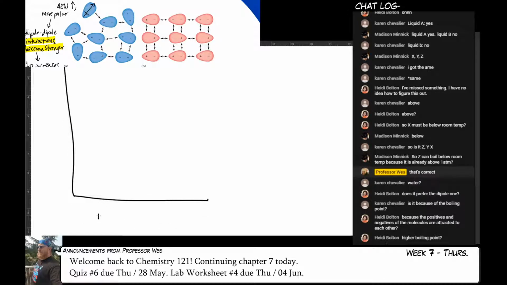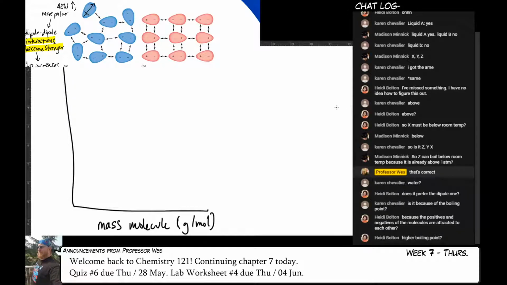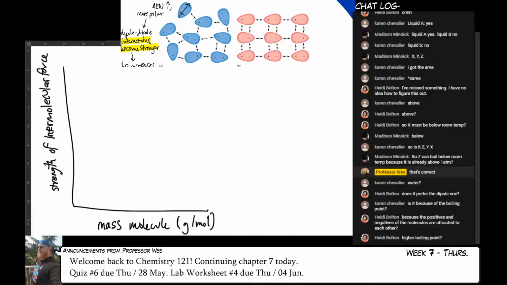On the bottom, we're going to plot the mass of the molecule, and I'm going to plot that in grams per mole, because as molecules get bigger, they become less polar. They're more bulky. And then over here, I've got to draw this sideways on a screen. I went off the screen, didn't I? Let's just move this guy over there.